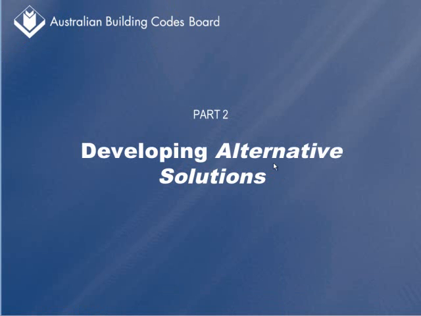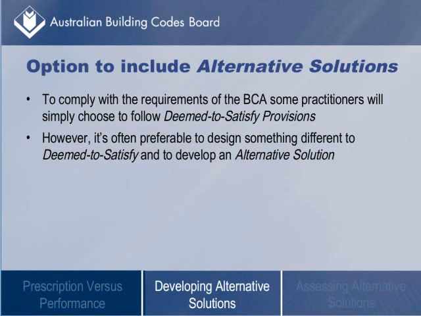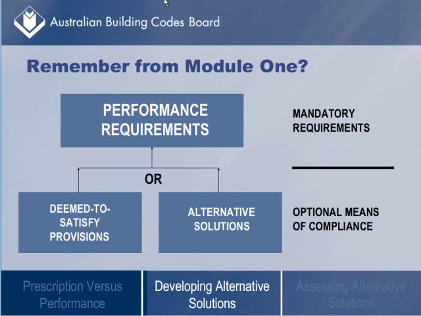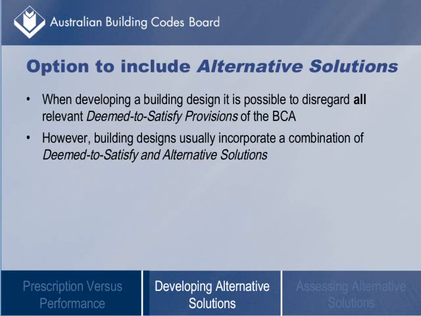So part 2 now, we'll move on to developing alternative solutions. Option to include alternative solutions. To comply with the requirements of the BCA, some practitioners will simply choose to follow the DTS provisions. However, it's sometimes preferable to develop an alternative solution. There's our alternate DTS to meet the performance again. When developing a building design, it is possible to disregard all relevant deemed to satisfy provisions of the BCA. However, building designs usually incorporate a combination of deemed to satisfy and alternative solutions.